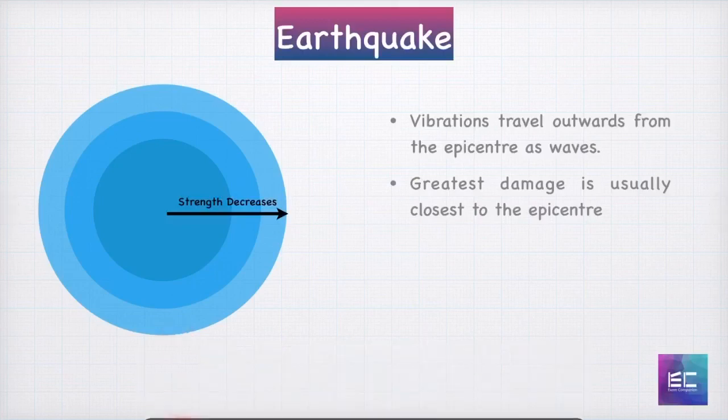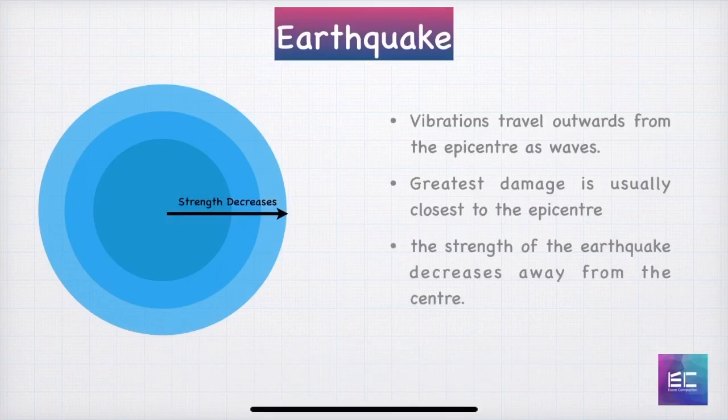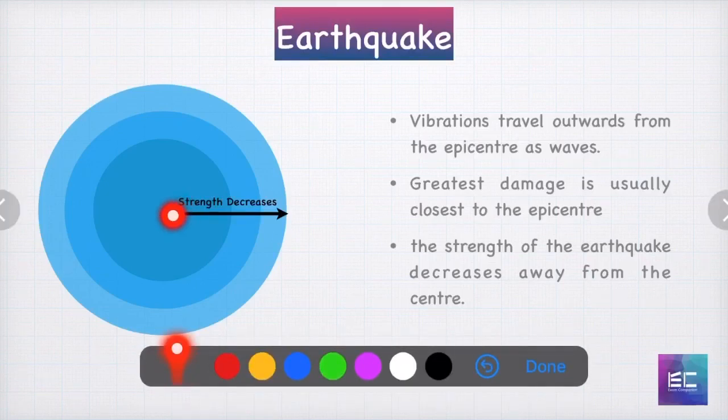The strength of the earthquake decreases as we move away from the epicenter. So if this point is the epicenter, then as we move in the direction of this arrow, the strength of the earthquake will decrease. That is why you can see that the innermost circle is dark blue, the middle circle is moderate, and the outermost circle is light blue. So the strength decreases as we move in the direction of the arrow.